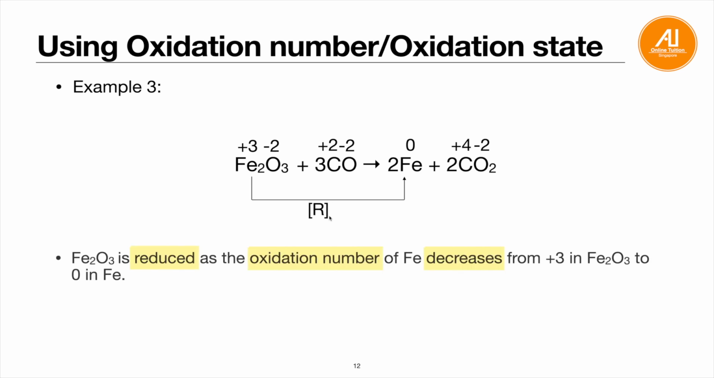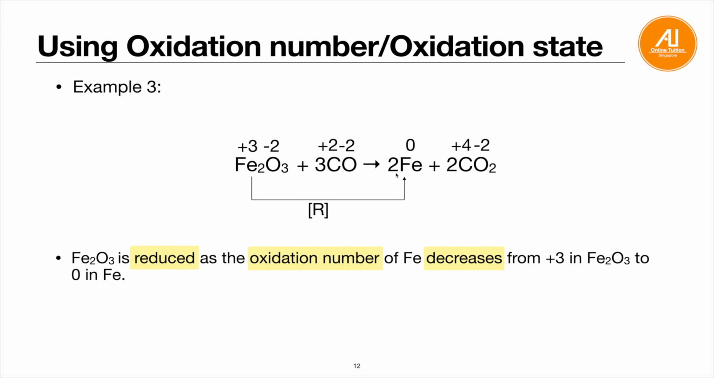So the statement: Fe2O3 is reduced as the oxidation number of iron decreases from +3 in Fe2O3 to 0 in Fe. You realize that I didn't write the 2 in front here, because it's not important, as I said just now. It's only important for balancing the equation. For redox, you can ignore the 2 in front.